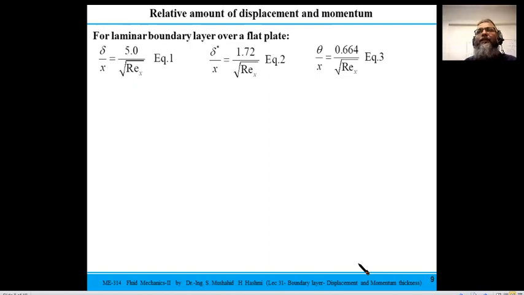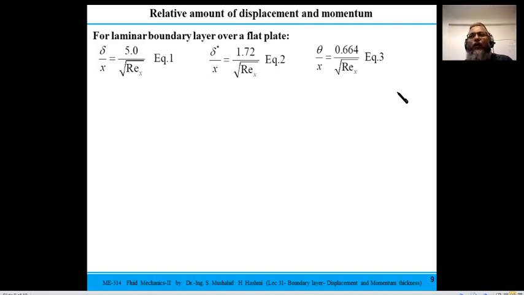Okay, so now let's compare all these different types of thicknesses. Here we have a laminar boundary layer over a flat plate. We know from the Blasius solution that the boundary layer thickness is 5 over square root of the Reynolds number, and the displacement thickness is 1.72 over square root of the Reynolds number, and momentum thickness is like this, and we are denoting them by equations 1, 2 and 3 respectively.